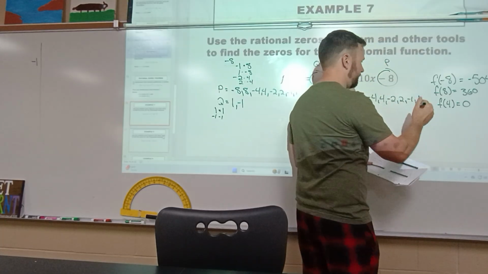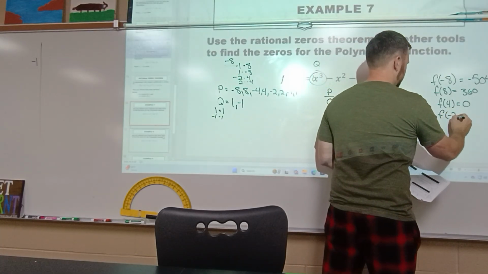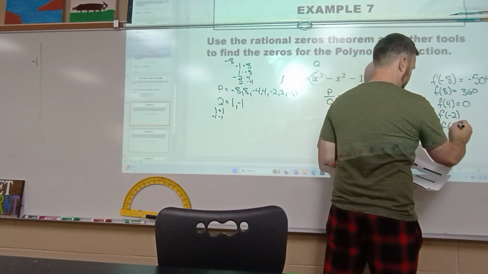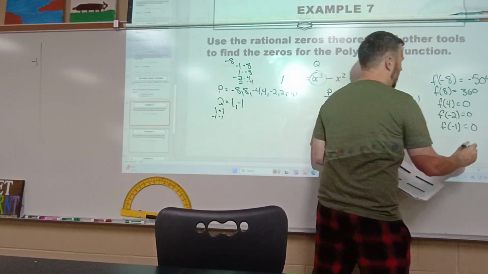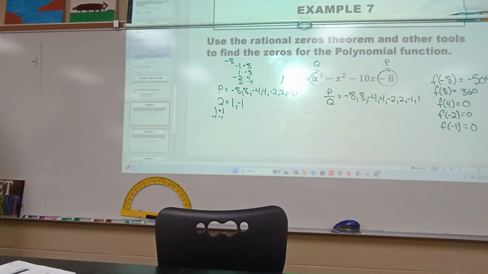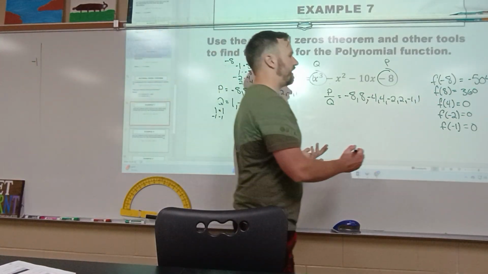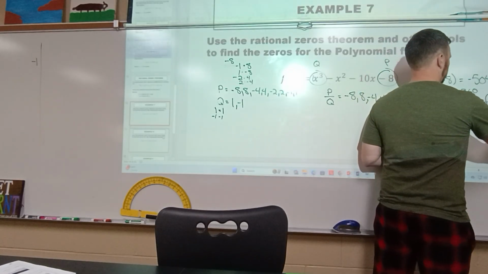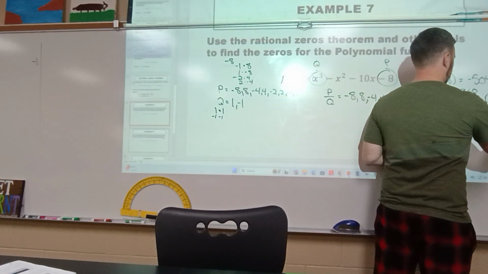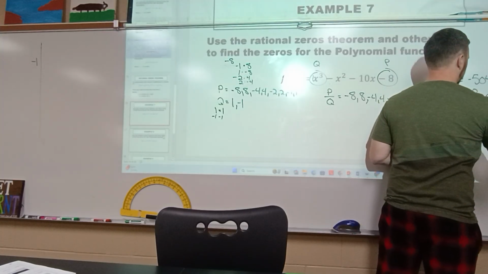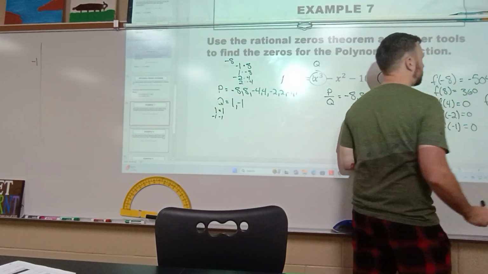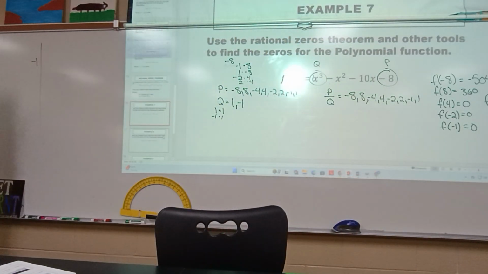Are you guys going to take my word on this? I went through and plugged in all the numbers, because f of negative 4 was not 0. Do I care what it actually is? It's not 0. f of 2 was not 0, and f of 1 was not 0. Doesn't matter what they are. But now hear me out. Am I done with this problem at this point? For this one, I am.